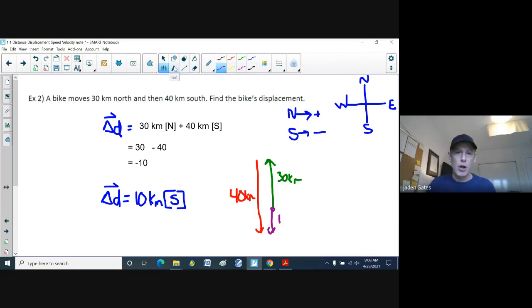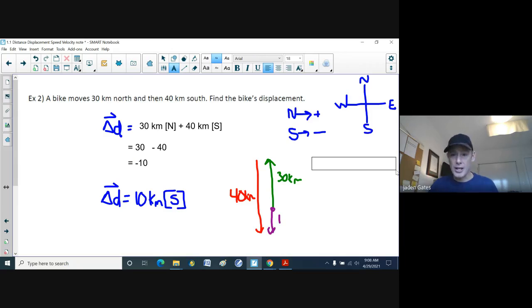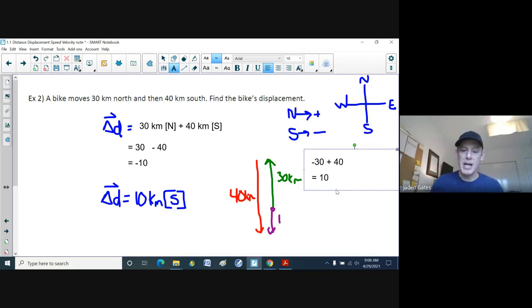Now, if I did this again, I could have said that south is positive and north is negative. Then I would have negative 30 plus 40, which in this case is 10, and because it's positive, that would mean 10 kilometers again to the south. So as long as you keep your signs right, you'll get the right answer in the end. But again, because of the compass rose, I always go with north is positive and south is negative. And with east and west, I do the same thing, where east is positive and west is negative, just because that's how it looks on a graph when you're doing math. So that's why I keep it that way.